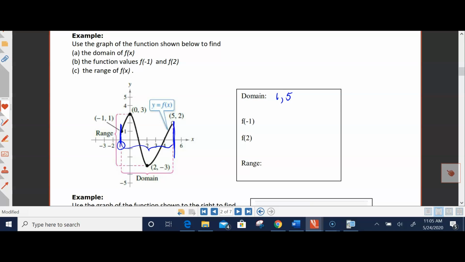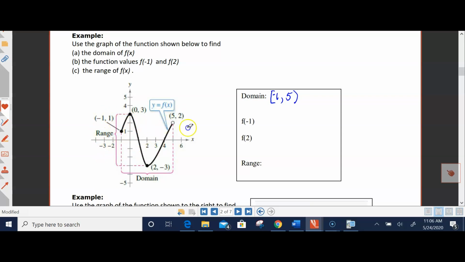But what type of symbols do I put on those? I have to have a parenthesis or a bracket. Why do I put a bracket on the 1? Because it has a closed dot. Why do I put a parenthesis on the 5? Because it has an open dot. Notice x value -1, x value 5. Whoops, that is a -1. Sorry, forgot about that. I missed that. All right, let me erase this.